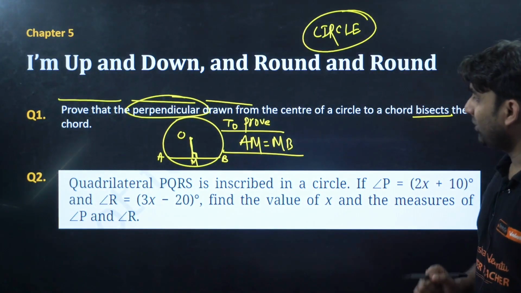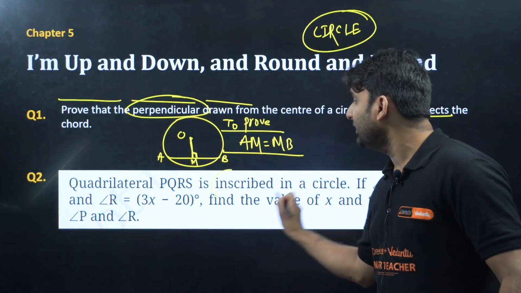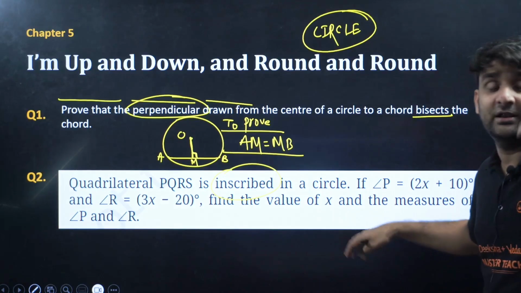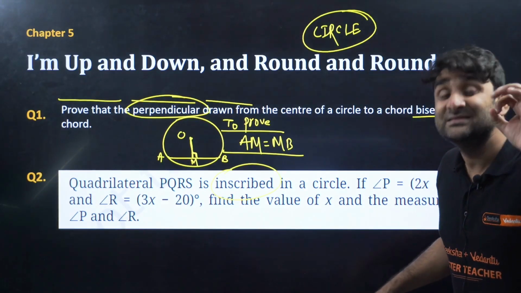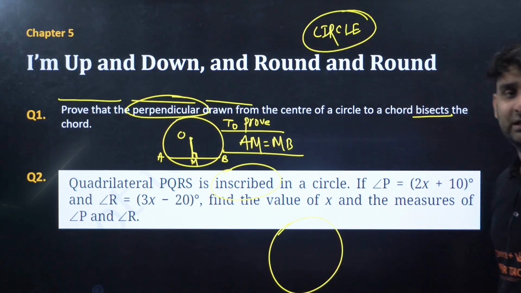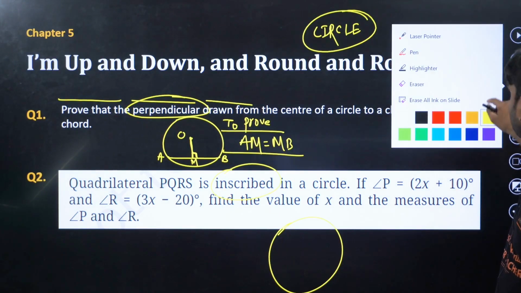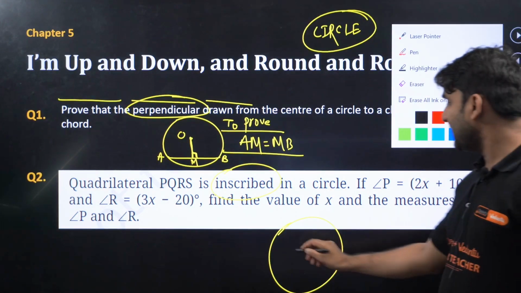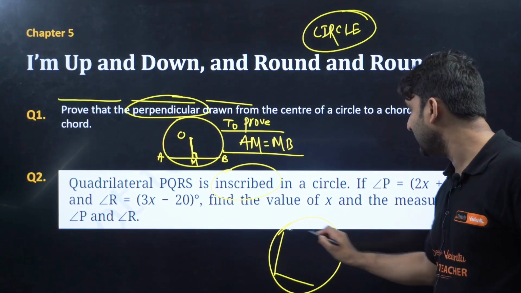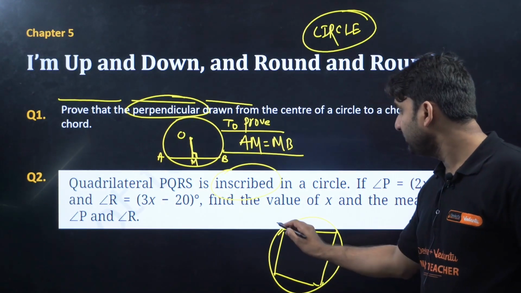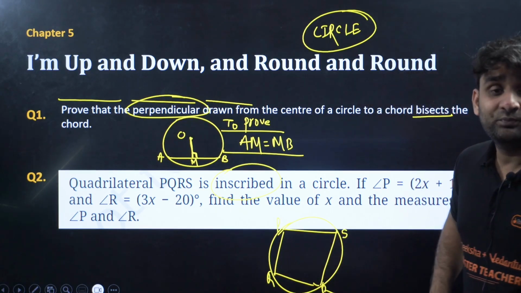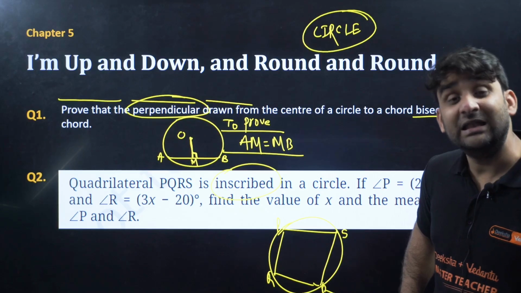Second question, quadrilateral PQRS inscribed means inside the circle. So if a quadrilateral is inside the circle, it will be a cyclic quadrilateral, and we have properties of cyclic quadrilaterals. So let's say we have a cyclic quadrilateral here. Is it clearly visible to you guys? Okay, this is the quadrilateral here. Just imagine PQRS. So my dear champion, such quadrilaterals are called cyclic quadrilaterals.